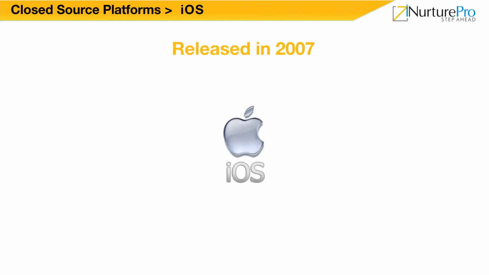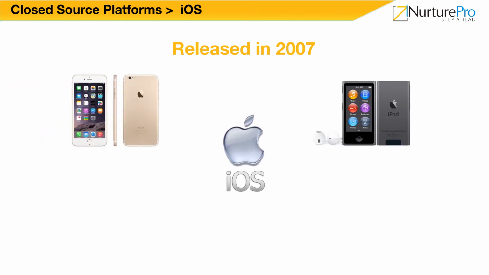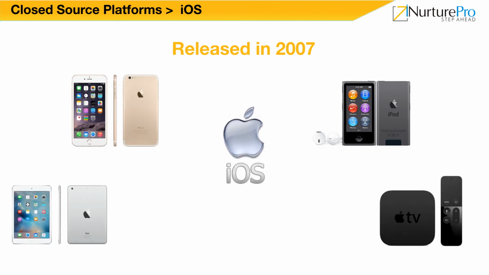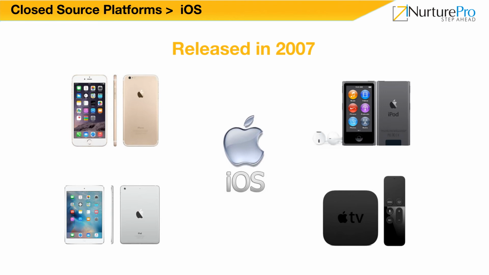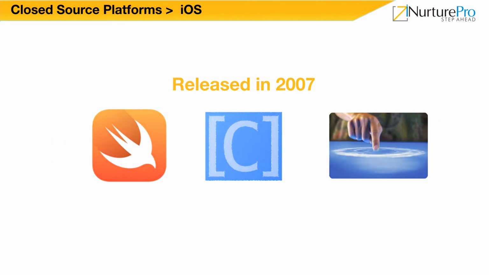The second most popular OS after Android is iOS. It is developed by Apple Incorporation. It was first released in 2007 to work with iPhone and iPod Touch. Later, it was extended to work with iPad and Apple TV. Applications built on iOS are written using Objective-C and Swift programming languages. It offers a complete touch screen experience.